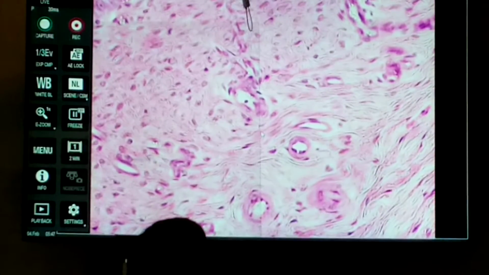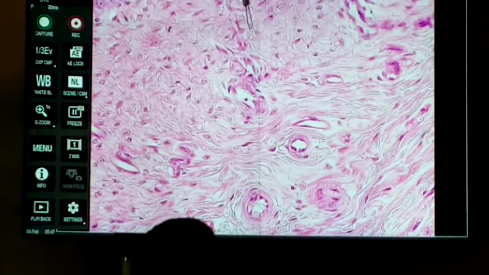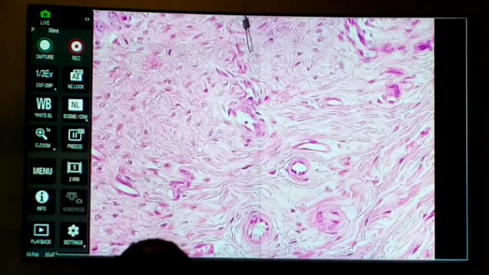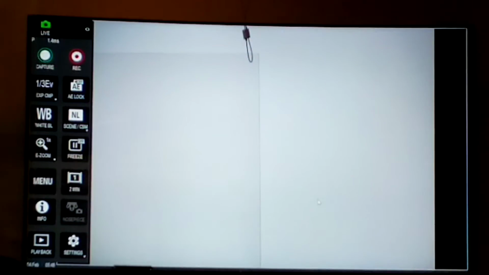The connective tissue is vascular, so you can see blood vessels. Okay. Let me show you some glandular epithelium.